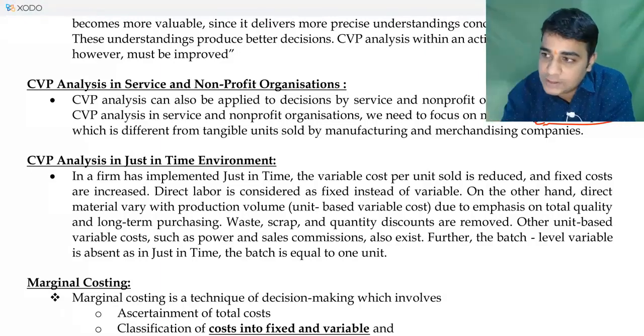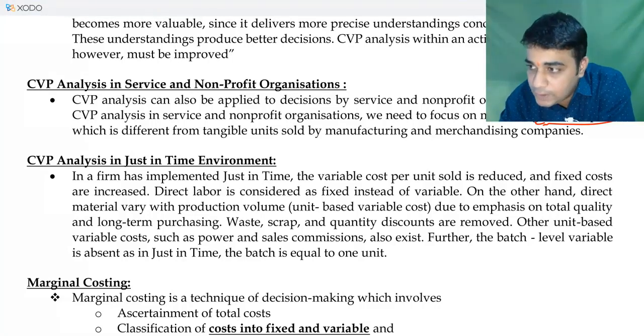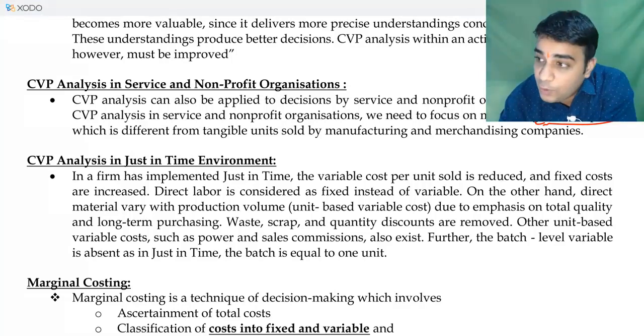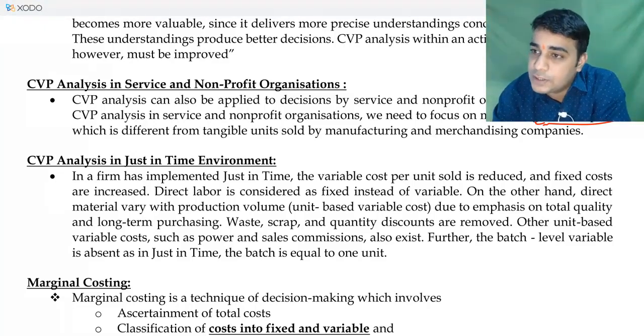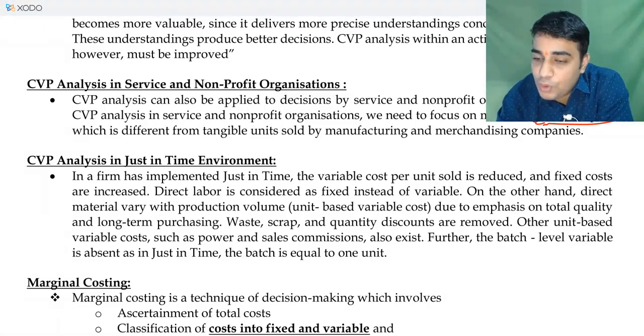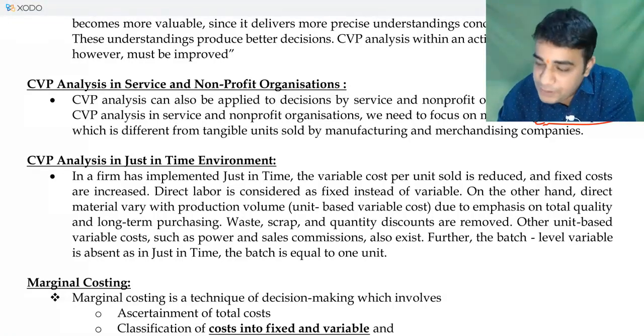There are 2 types of just-in-time: just-in-time purchase and just-in-time production. Just-in-time purchase means your purchase of raw material should coincide with consumption, so that you don't maintain any inventory of raw material. And just-in-time production is, you should manufacture the product and it should match with the sale of the product, so you don't have anything on the FG side.